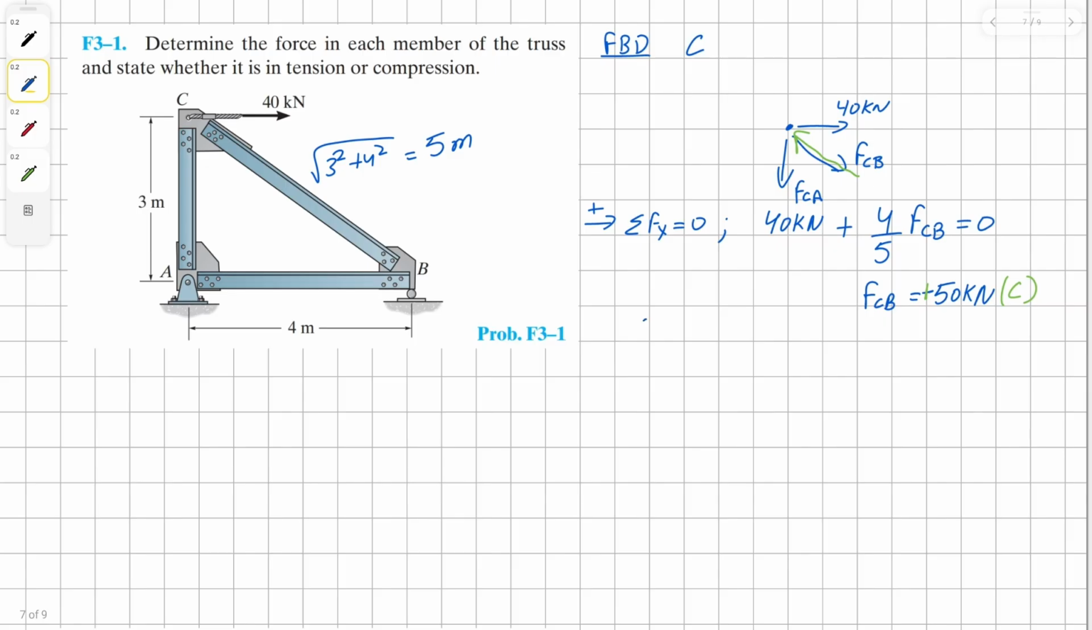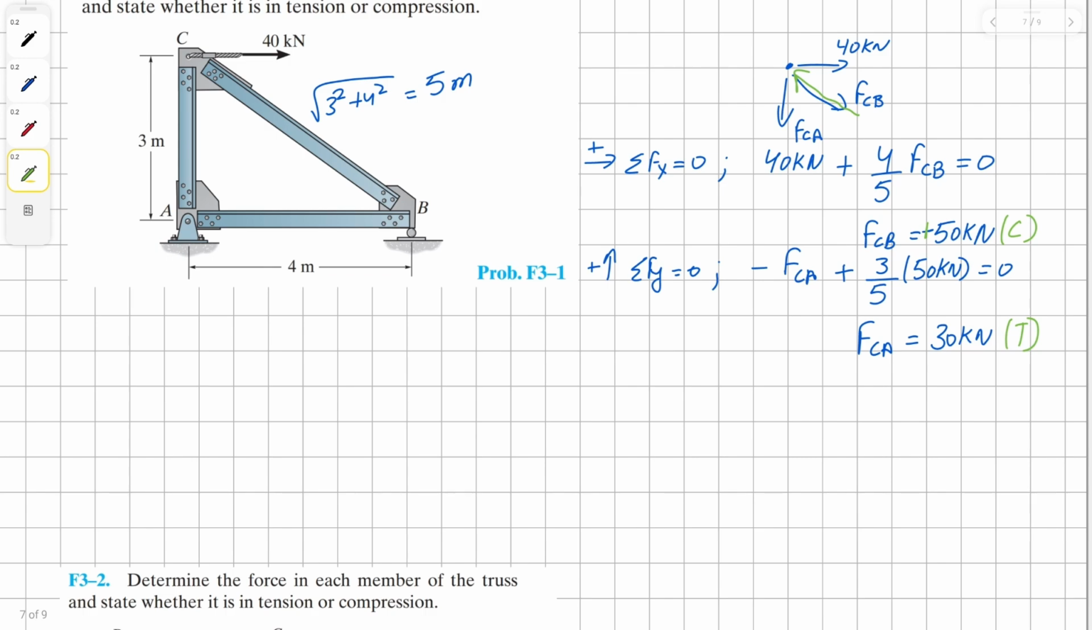Now let's sum the forces in y direction in order to find our solution for force CA. We have our force CA going in the negative direction. And then we have positive 3 over 5 and newly found force 50 kilonewtons, all equals to 0. Solving for force CA, we get our solution as 30 kilonewtons. This comes up to be a tension force because the member is pulling away from the pin.